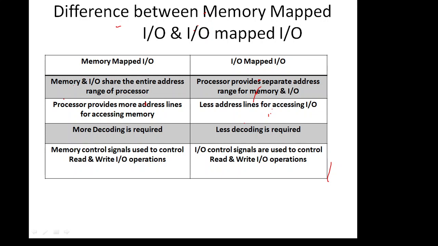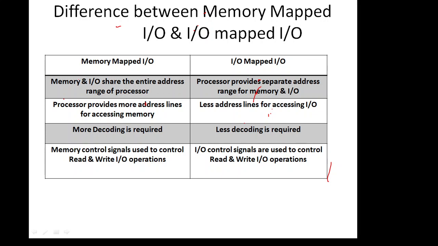And the last difference is that in memory mapped IO, memory control signals are used to control read and write. In IO mapped IO, IO control signals are used to control the read and write signals. So these are the two ways in which we access IO devices: memory mapped IO and IO mapped IO. For 2 marks, it is very important in your final exam. So you have to write what is a memory mapped IO and what is an IO mapped IO.